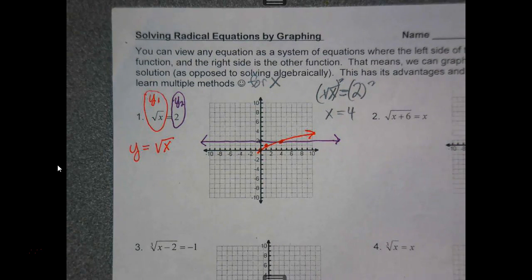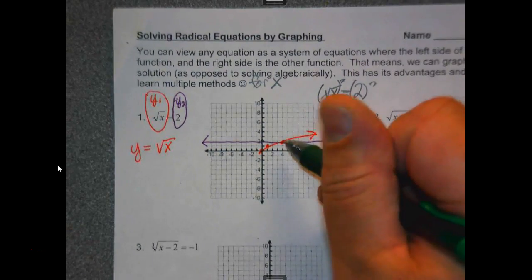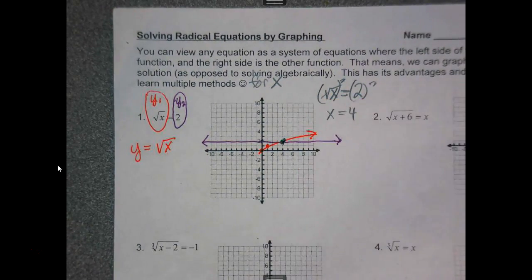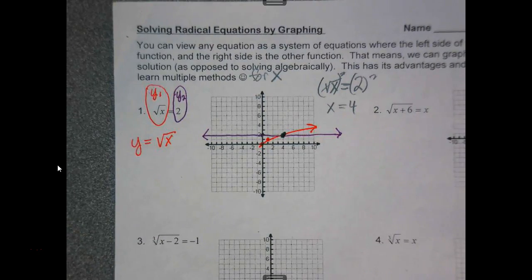Okay, what do you think is the solution for our equation, the square root of x equals 2? Just by looking at the picture. See, nice little picture there. Do you see it? What's the solution? Just look at the picture. What do you think is the solution? 4. Okay. That would be a good point because that's where the two graphs intersect.